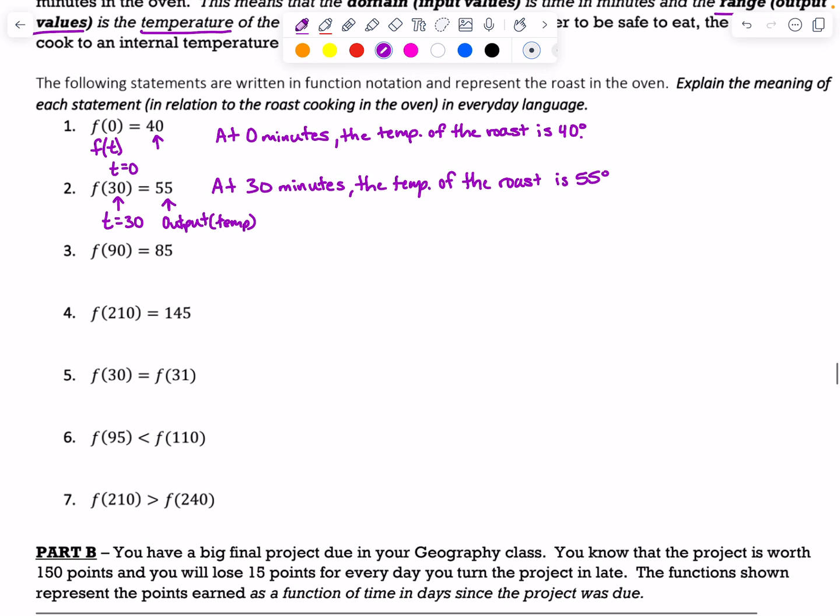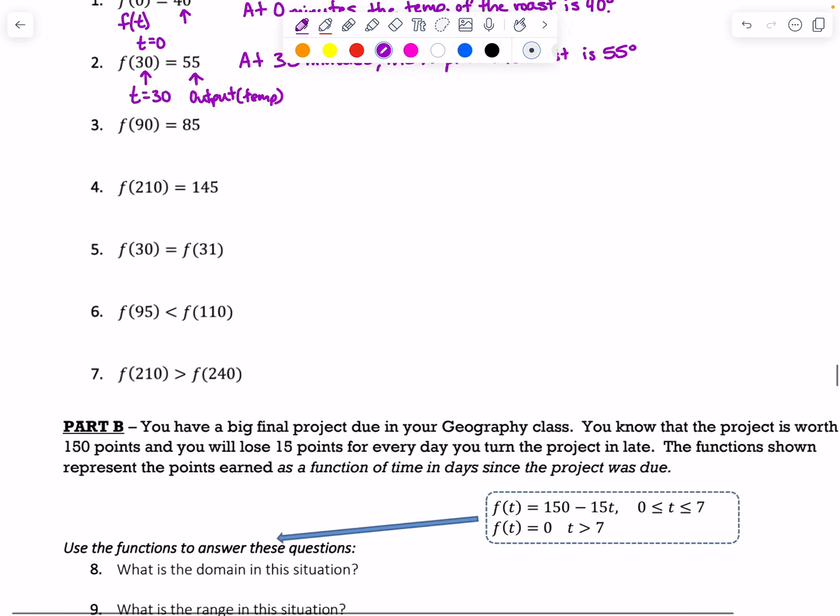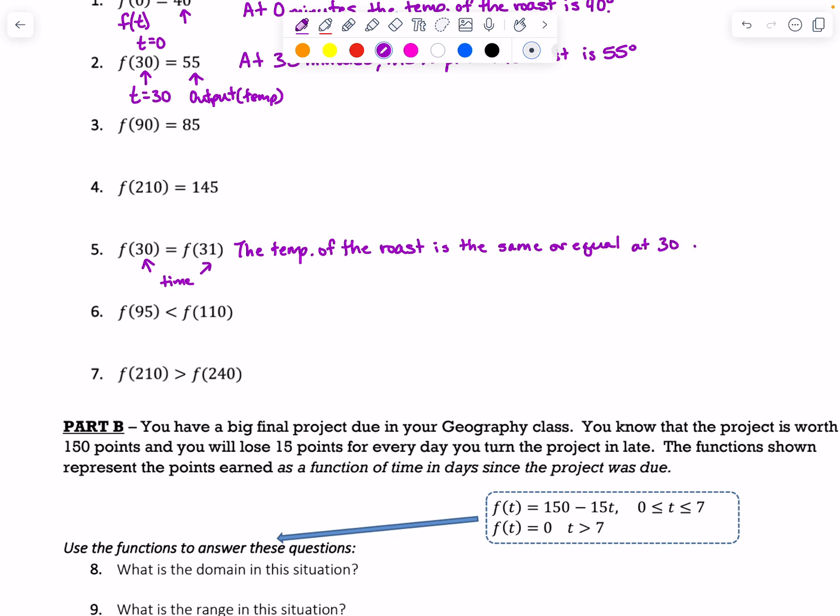But let's look down at number 5, which is set up just a little bit differently. It says f of 30 equals f of 31. So that just means that the output would be the same for those two times, because these are time, the 31 and the 30, and then it's saying the function is equal at that point. So we could say the temperature of the roast is equal or stayed the same. There's a couple ways you could say it. Is the same or equal at 30 and 31 minutes.